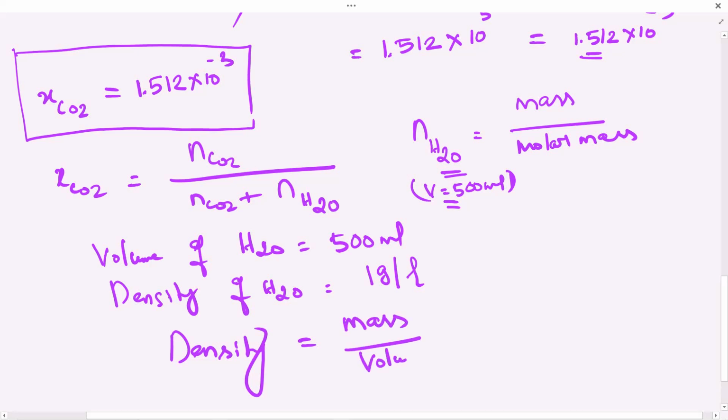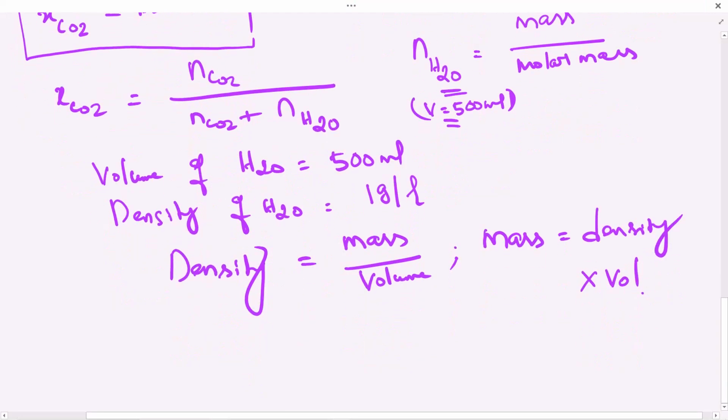Mass by volume. Right. Now what do we have here? We have volume, we have density. So what do we have to do? We have to find out mass. So this can be written as mass is equal to density into volume. Right. Density into volume. So that is equal to mass.